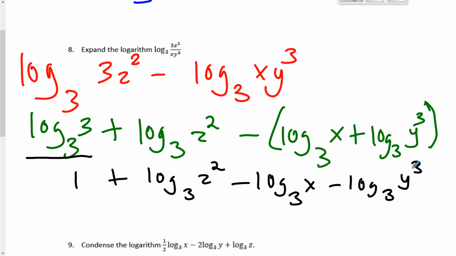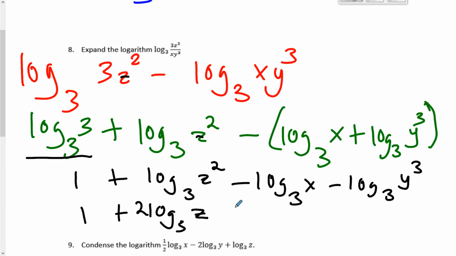cubed. Now we can go to those power properties. When I'm taking the log of a number that's being raised to something, I can rewrite that exponent as being multiplied by the log. And these log properties are very similar to our exponent properties. I'm going to put a z like that.